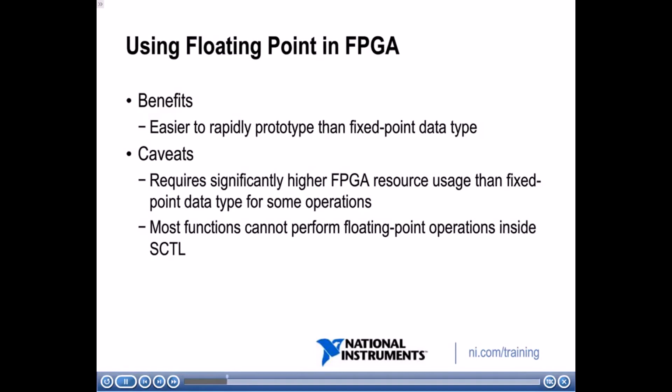One of the main benefits of using floating point in FPGA is that it's easier to rapidly prototype than fixed point data type. We saw before that with fixed point data type, there's a lot of configuration that needs to happen. With floating point, a lot of algorithms are already developed in floating point, so it's a little easier to use. Some of the caveats, though: using floating point typically requires significantly higher FPGA resources than fixed point data type for some operations. Also, most functions cannot perform floating point operations inside a single cycle time loop. So if you're trying to do floating point operations inside a single cycle time loop, it's probably not going to compile.